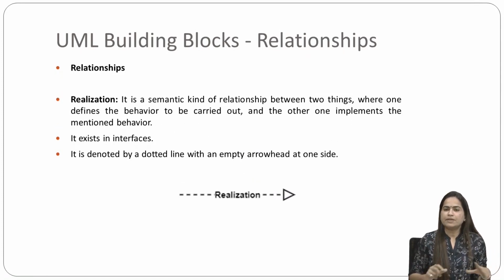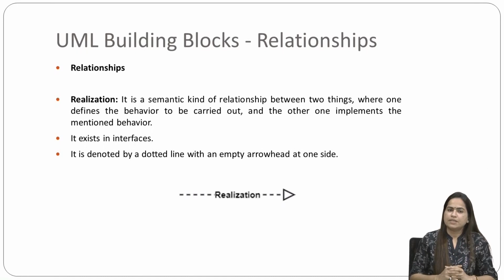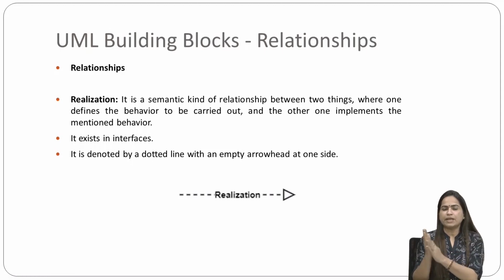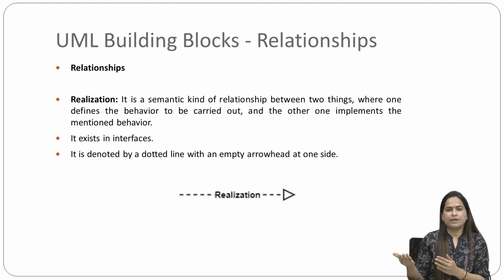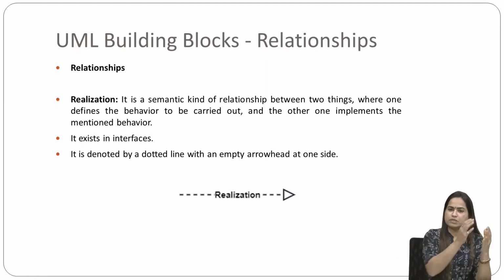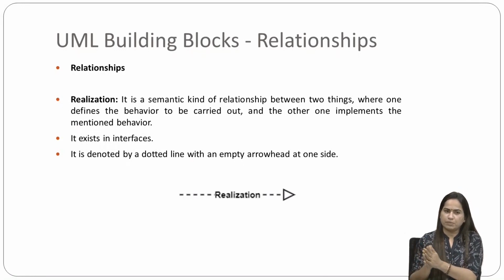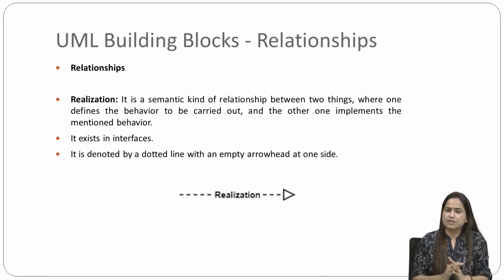Then the fourth one we have is realization. It is a semantic kind of relationship between two things where one defines the behavior to be carried out and the other one implements the mentioned behavior. It means one defines and the other implements it. It exists in interfaces. It is denoted by a dotted line with an empty arrowhead at one side.